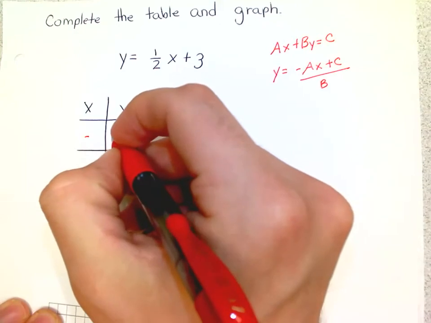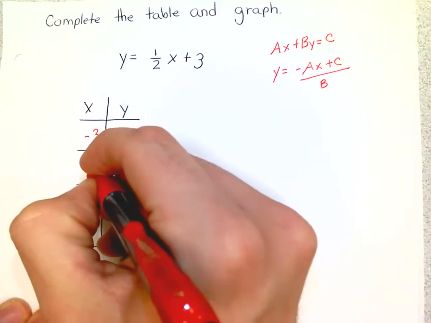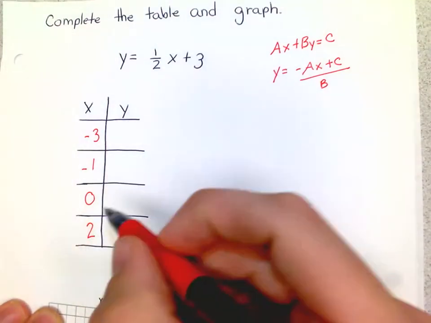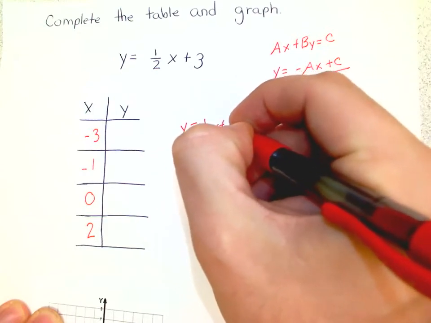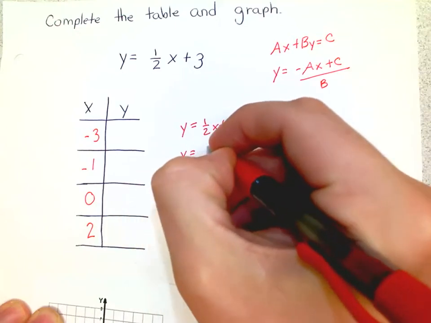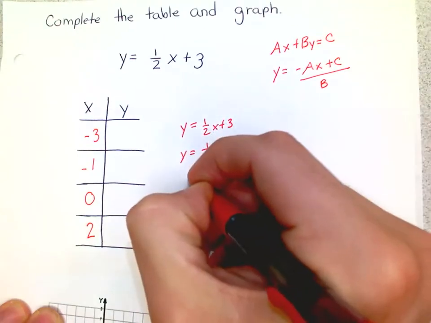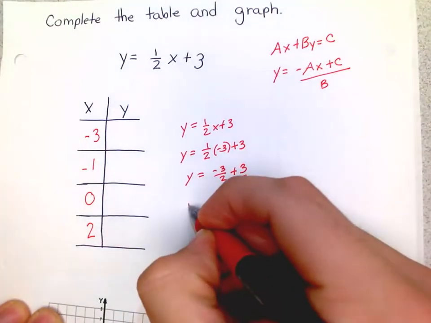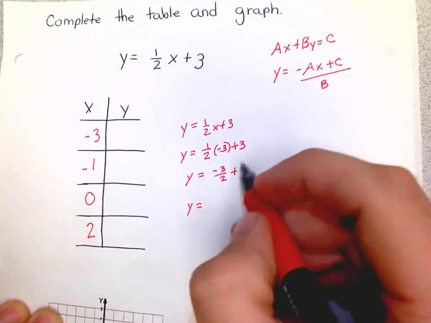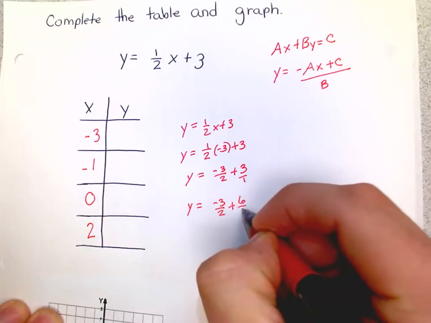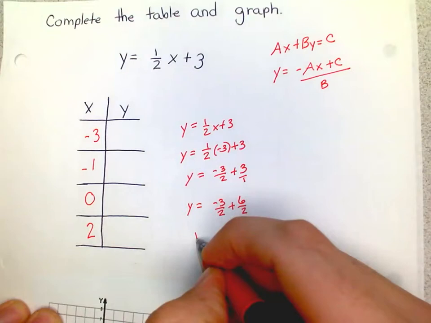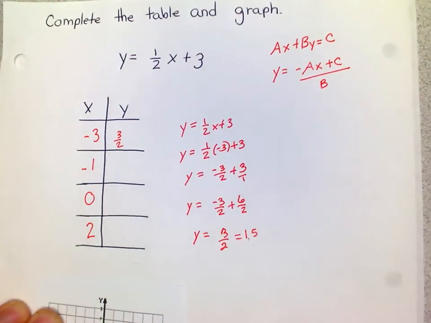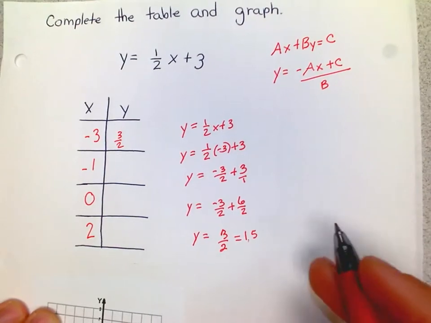I'm going to do a -3, maybe a -1, a 0, and 2. Let's do some of these over here in the margin. Y equals 1/2 x plus 3. This first one, let's plug a -3 in for x. When we do that, we have -3/2 plus 3. Okay, we can simplify that by saying y equals -3/2 plus 6/2. That's just a way to rewrite 3/1. When we do that, we have y equals 3/2. So 3/2, we can also say it as 1.5. Remember, you could get some fractions on this. Nothing to be scared of.